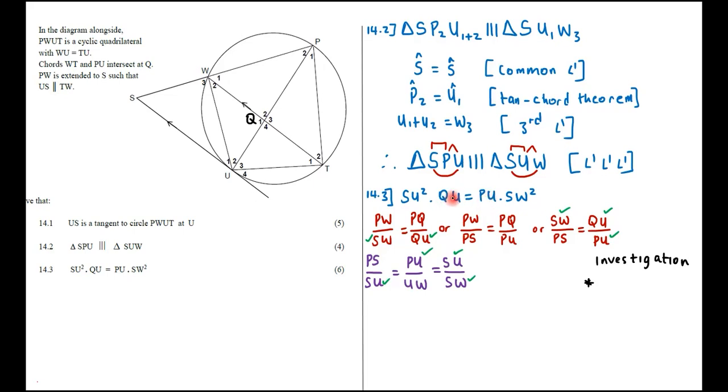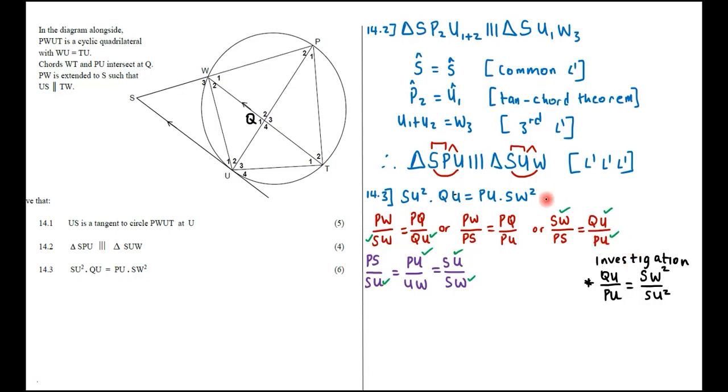So to do that, I'm taking this PU to this side. So I had QU here over PU. This means now I'm taking the SU to the other side. So SW over SU. Or let me just give it a squared now because it's the same thing. It doesn't matter which way.